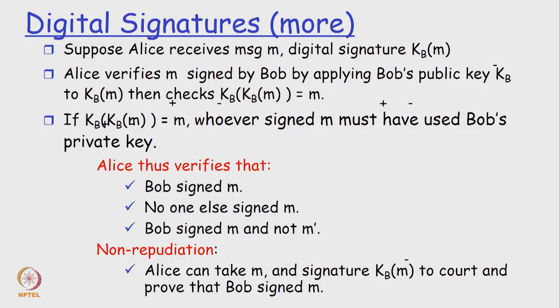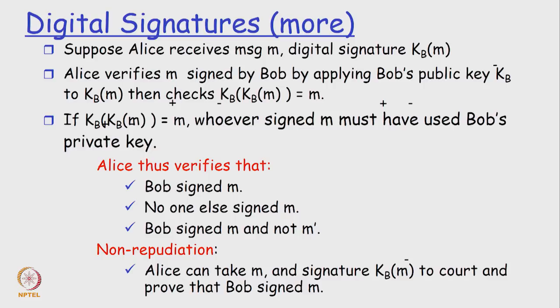So if somebody is only interested in the message, they can just read the message and forget about it. But if somebody is interested in finding out whether that message has been sent by, say, Bob, then they can take the key of Bob and compute KB minus of KB plus of M and see that the message generated is the same as this message. So this is basically a very simple digital signature as a concept which you can get by public key cryptography. So Alice can thus verify that Bob signed M, no one else signed M, and Bob signed M and not some other message M dash.